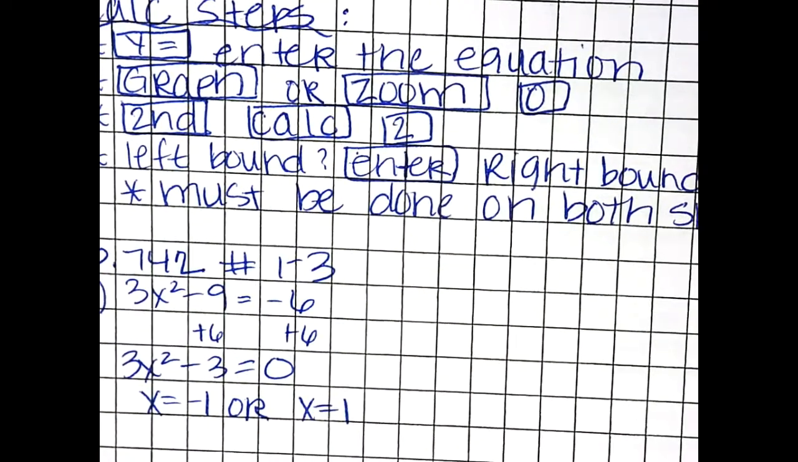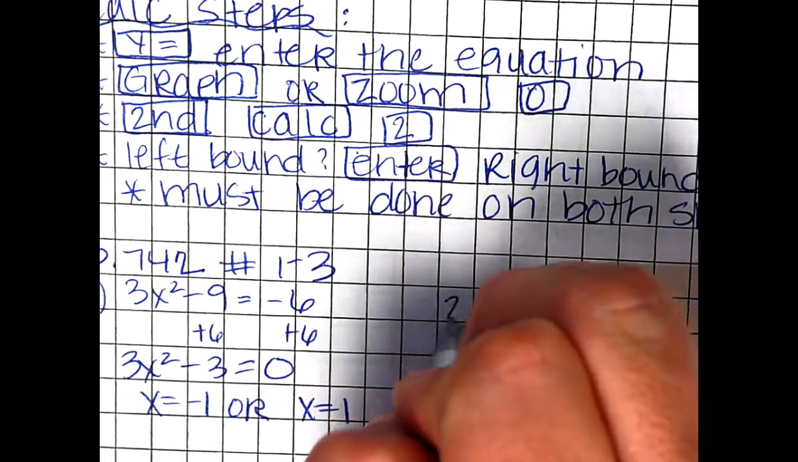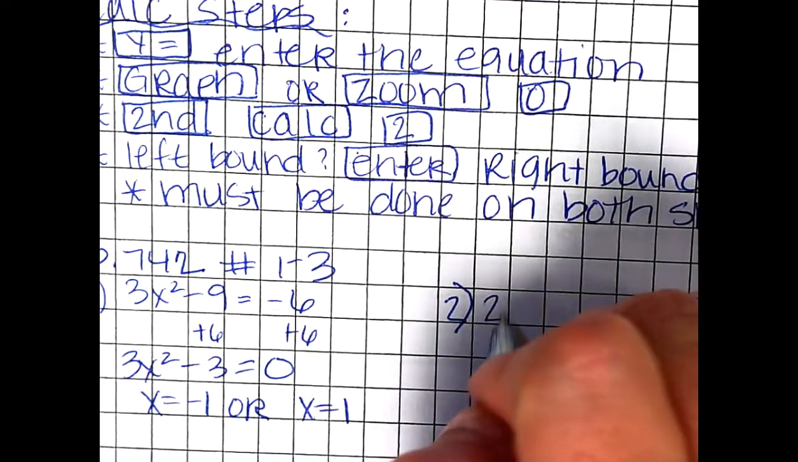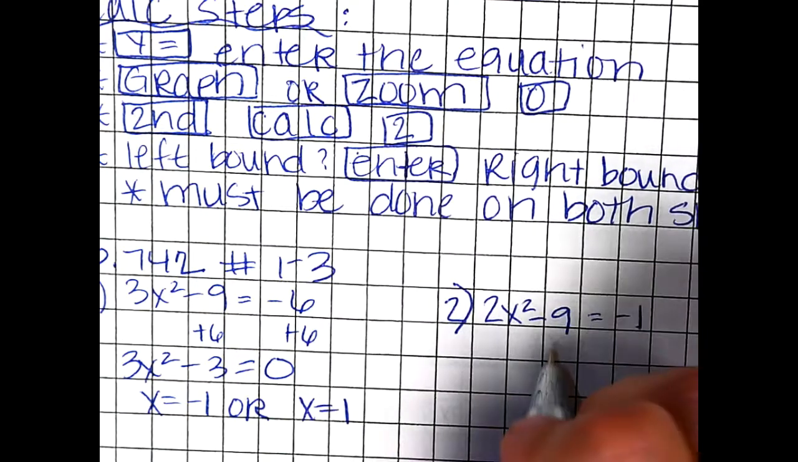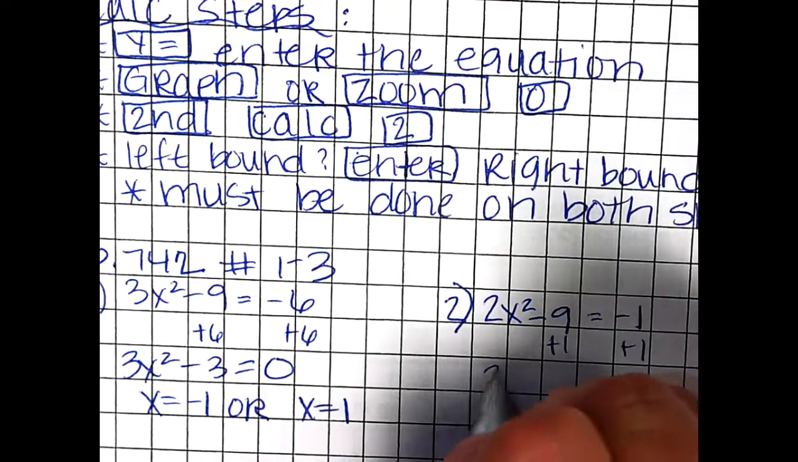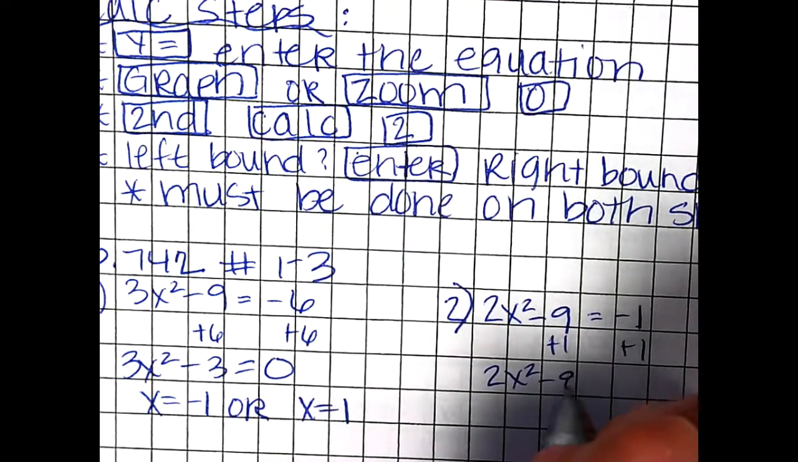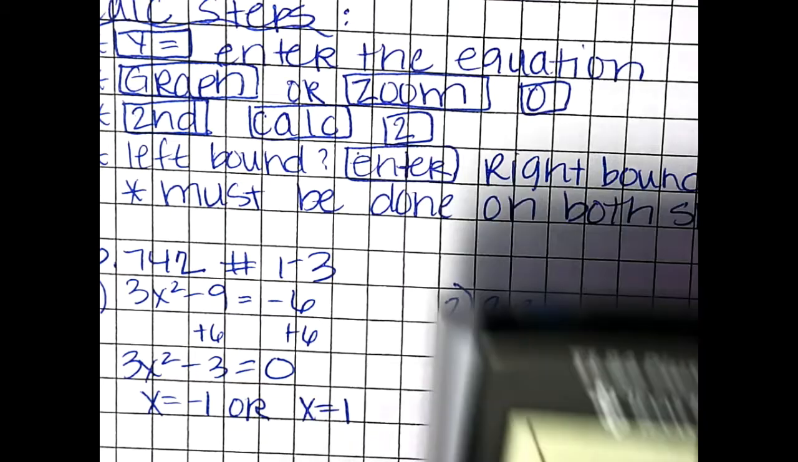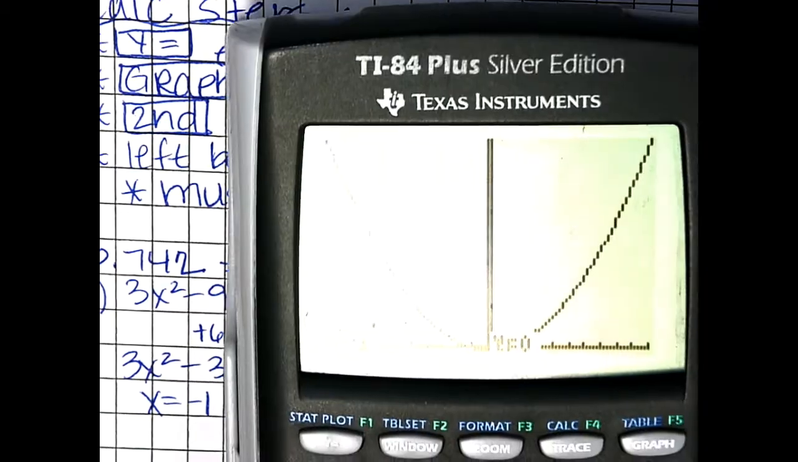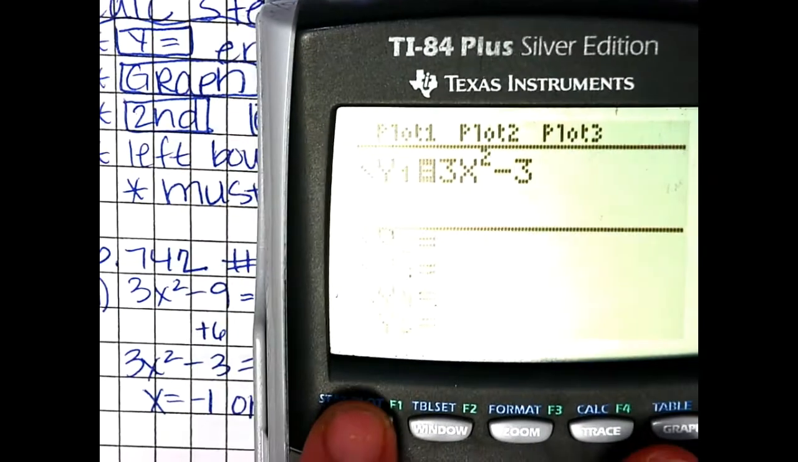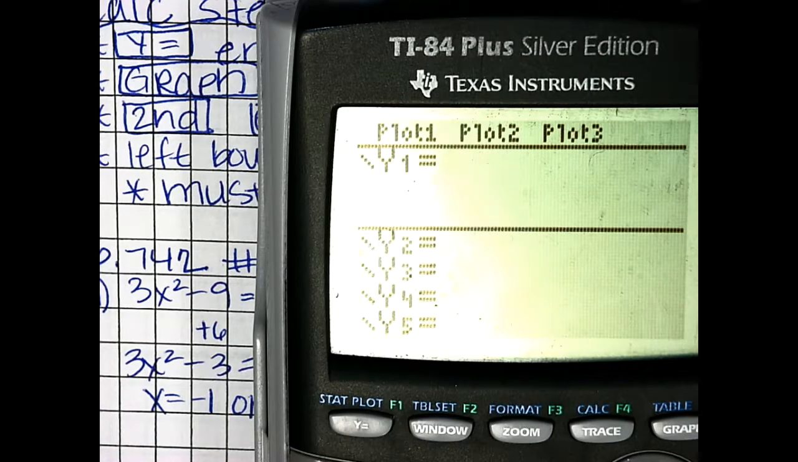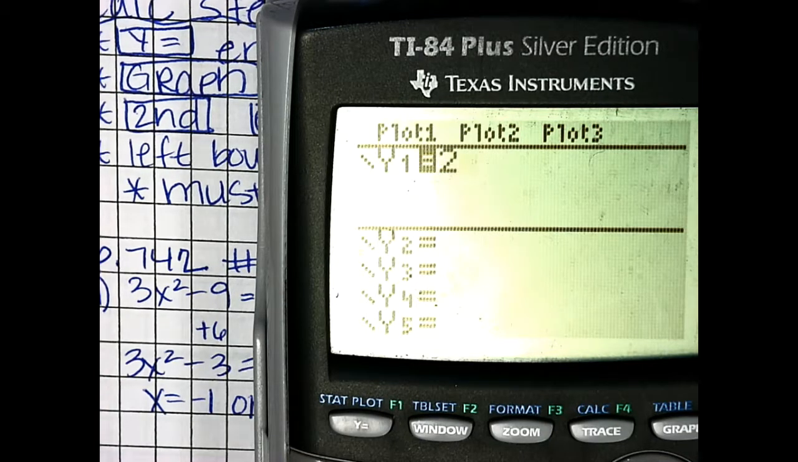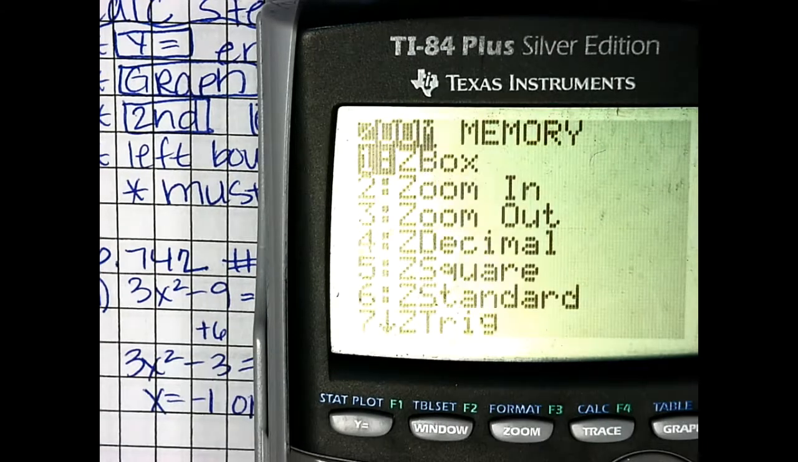Okay, and that's how we get our zeros. So example 2, I have 2x squared minus 9 equals negative 1. So I'm going to add 1. So 2x squared minus 8 equals 0. So I need to hit y equals, and I'm going to clear that out of the calculator and put in my new one, 2x squared minus 8, and then zoom 0.